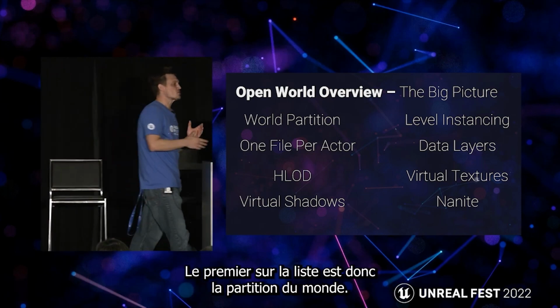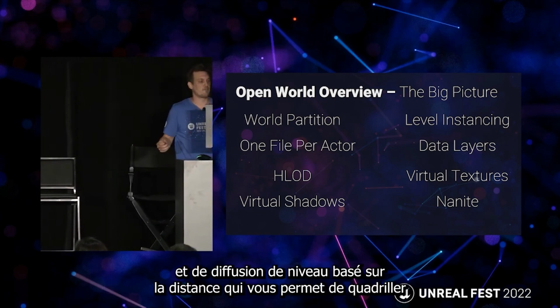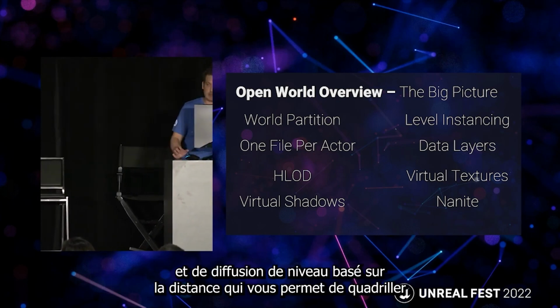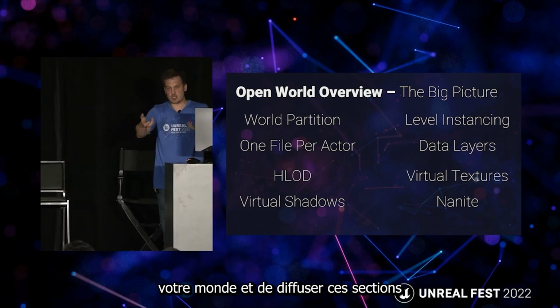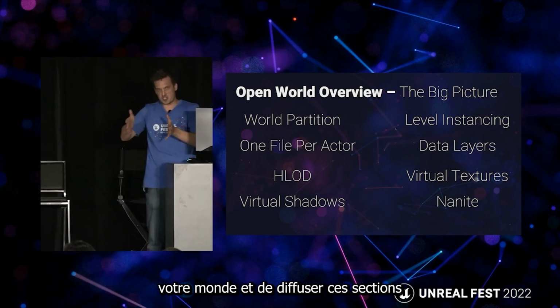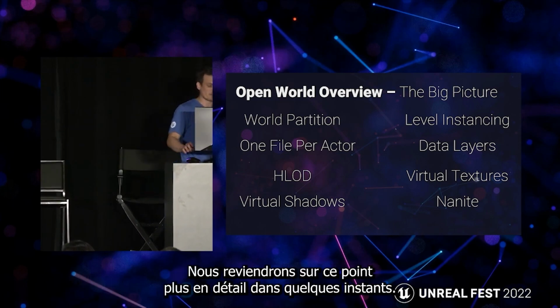So first on the list, we have world partition. Now, world partition is an automatic data management and distance-based level streaming system that allows you to grid up your world and then stream those particular grid sections and the content within them based off where the user is in the world. We'll cover that in a lot more detail in just a little bit.